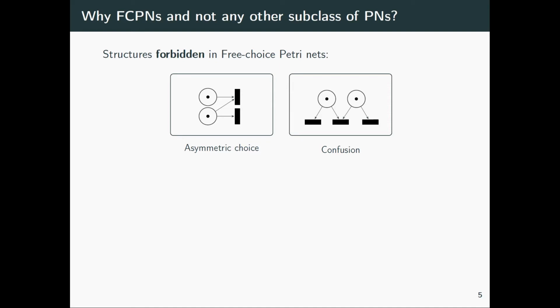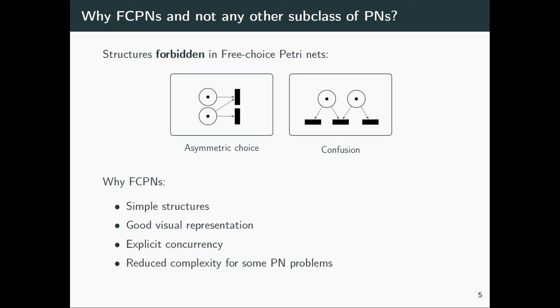So, why have we chosen this kind of Petri nets? The reason is that free-choice Petri nets can keep a simple structure that tends to look like state machines, avoiding cases with several arc crossings, which could be found in general Petri nets, bringing also a good visual representation. At the same time, free-choice Petri nets are enhanced by concurrency, which state machines don't have. Furthermore, in some cases, we have reduced complexity with respect to general Petri nets.